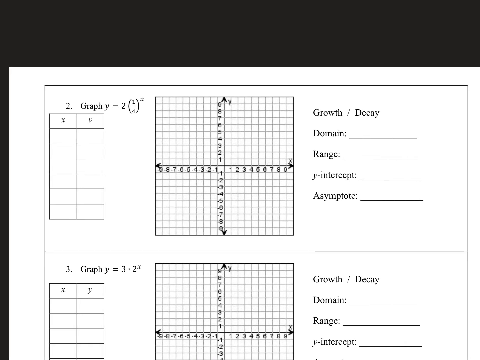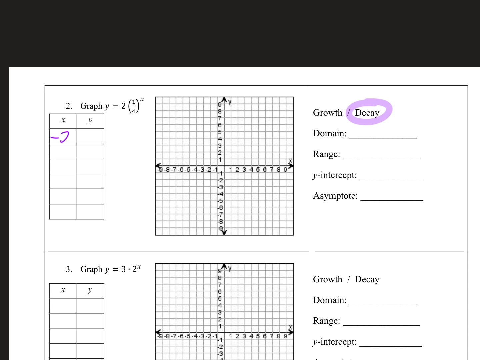So now we have 2 times 1/4 to the x. So our starting point was 2, okay? And we're going to grow by 1/4 at a time. That seems weird. Growing by 1/4? What's going to happen? It's going to get smaller. So this is going to be decay.